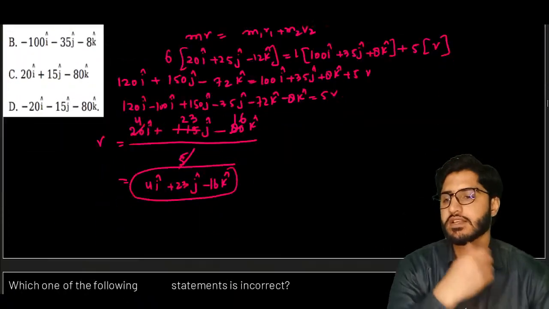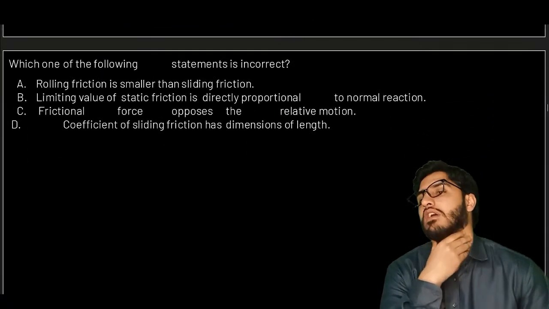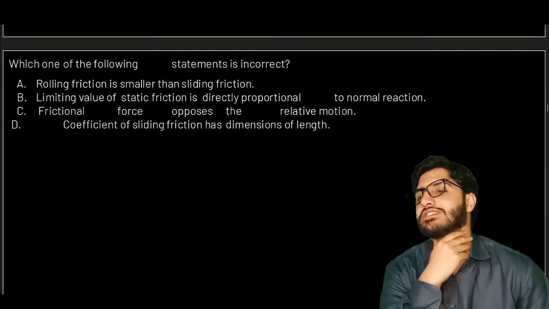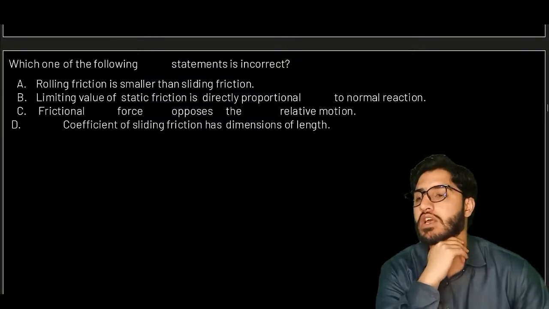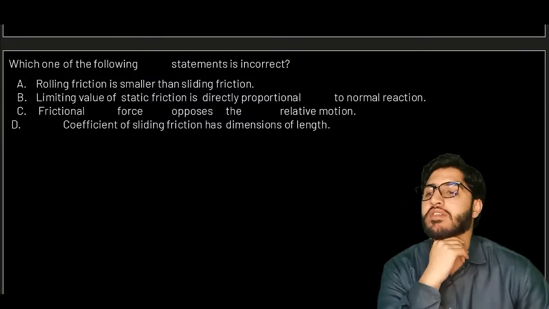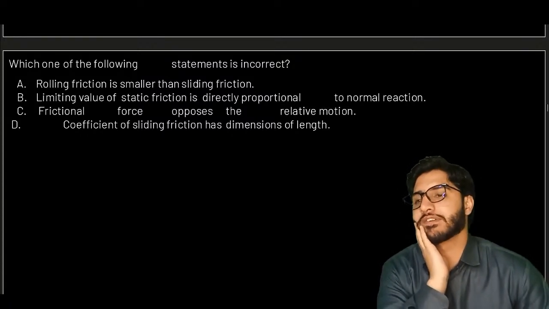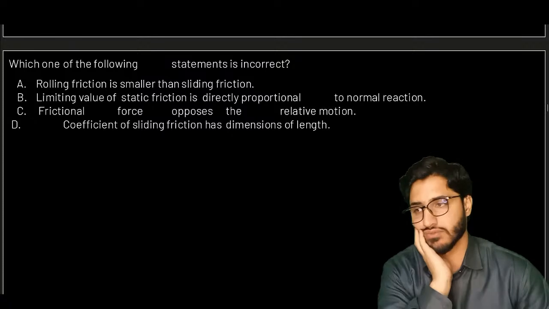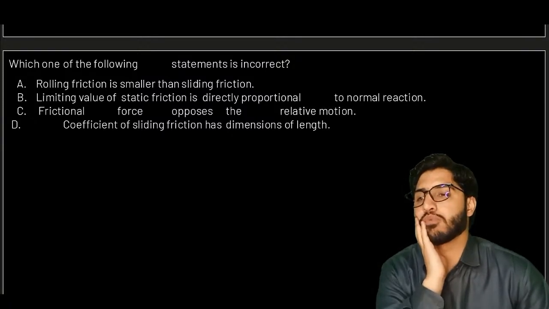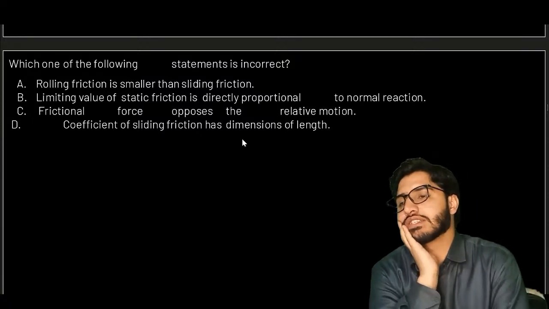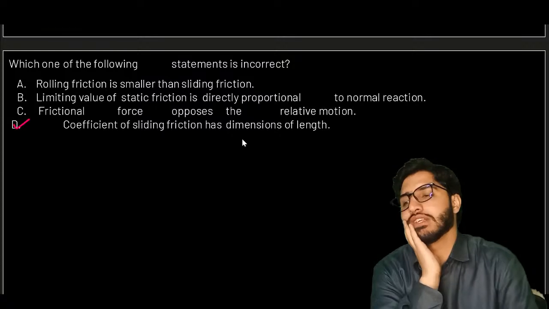Okay, which of the following statements is incorrect? Rolling friction is smaller than sliding friction. It is true. Limiting value of static friction is proportional to normal reaction. It is true. Frictional force opposes the relative motion. True. Coefficient of sliding friction has a dimension of length. No, the coefficient doesn't have any dimensions. So option D is correct.